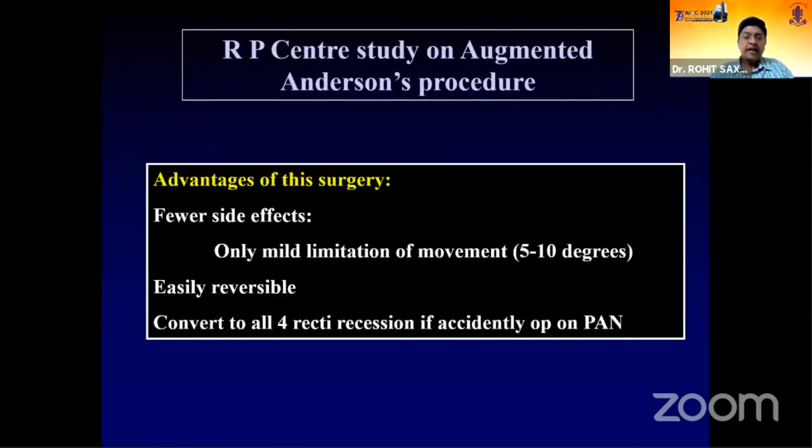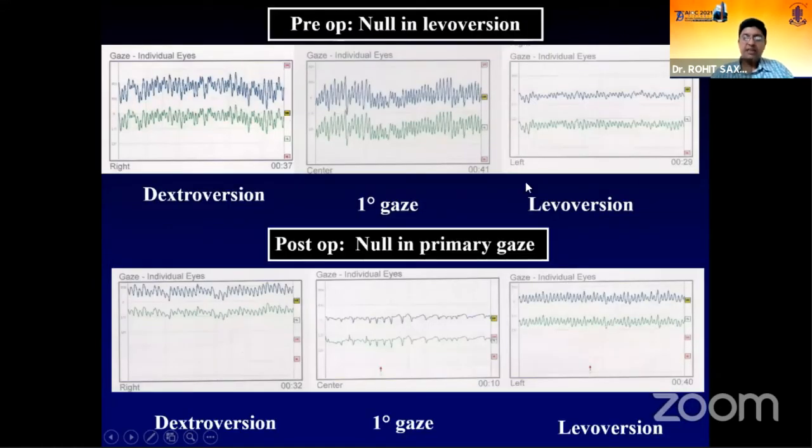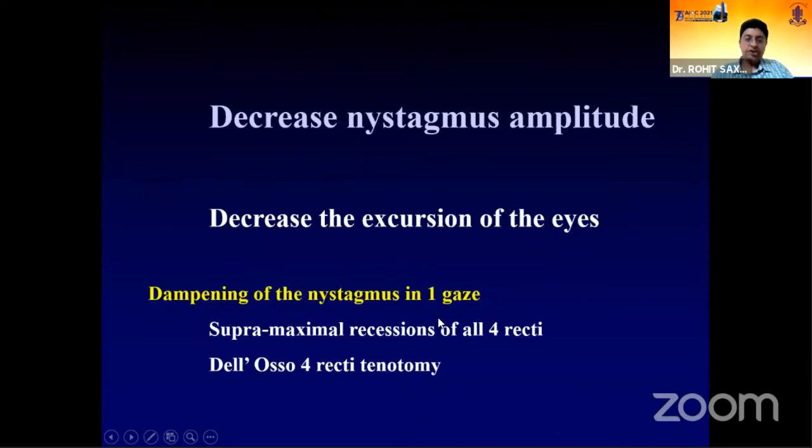And advantages are that you're only doing recessions, you can reverse the recessions, and just in case you've operated on a pan, you can convert it to an all-four recti recession so that you can correct it. This was the kind of face turn we operated. So do the lateral rectus here and the medial rectus here to get a head posture correction. You can even see on the electronystagmography how this improves. So this was primary gaze, and this is the after surgery correction of null position.